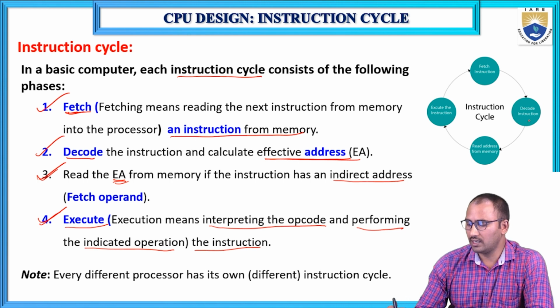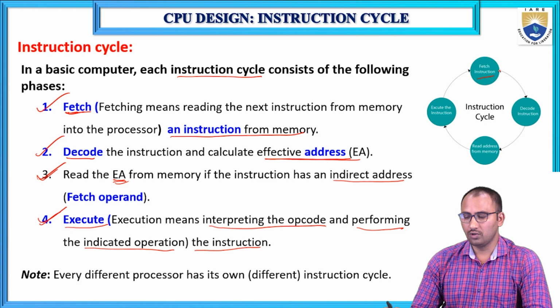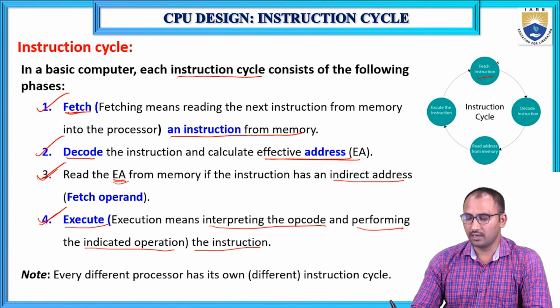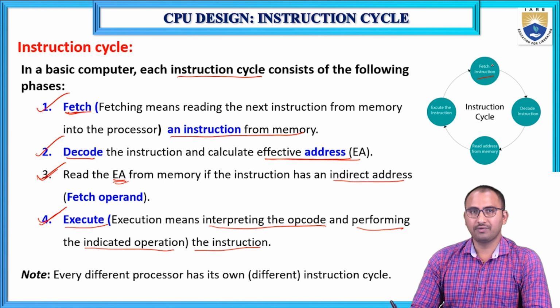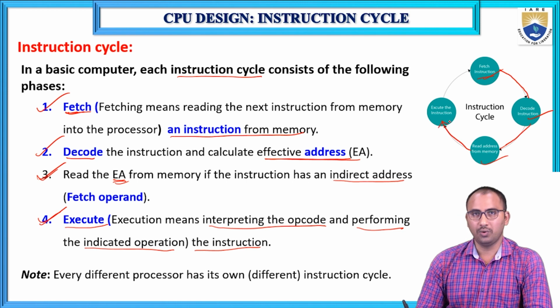So here you can see the diagram. This is the fetch phase, so it starts the instruction cycle. The instruction is first fetched from the memory, and after that it will be decoded, and after that the effective address will be read from the memory, then it will be executed.